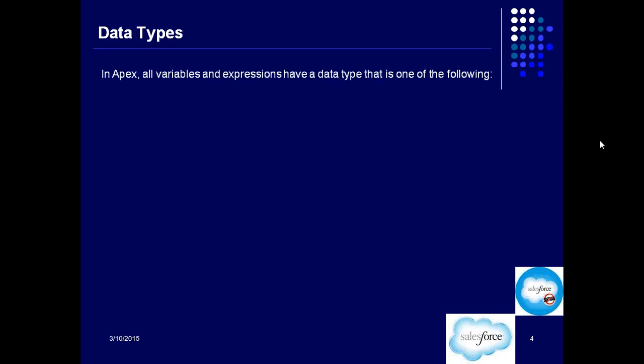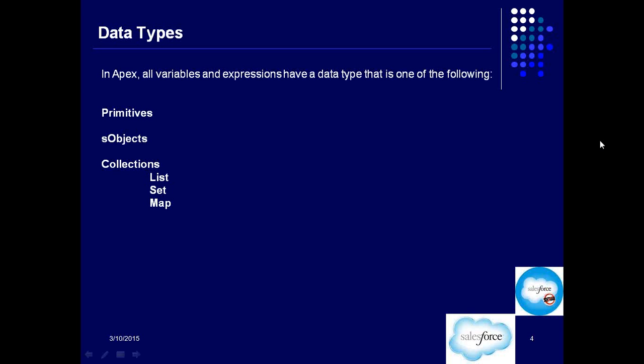So in Apex, all variables and expressions have a data type that is one of the following. Okay, so these are the data types in Apex. We have primitives, SObjects, collections. Under collections we have list and set and map. So these are the different data types that we have in Apex: primitives, SObjects, and list, set, map under collections.